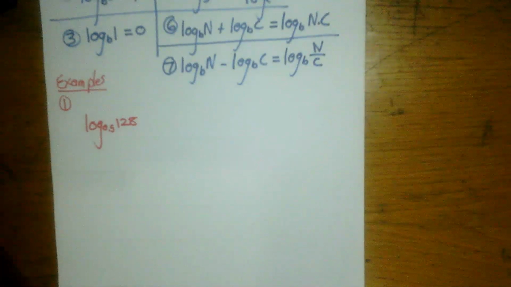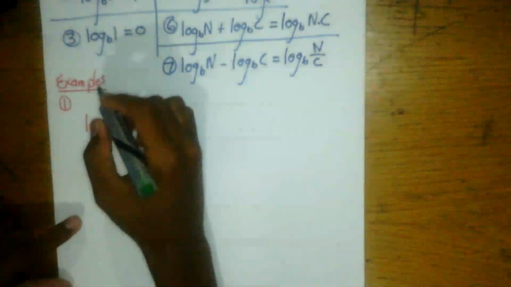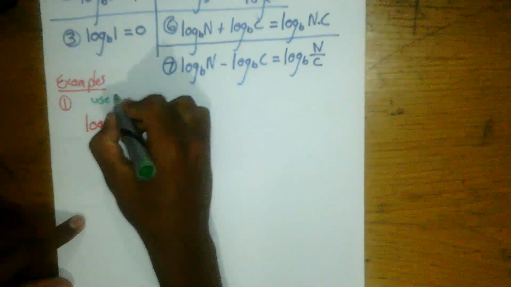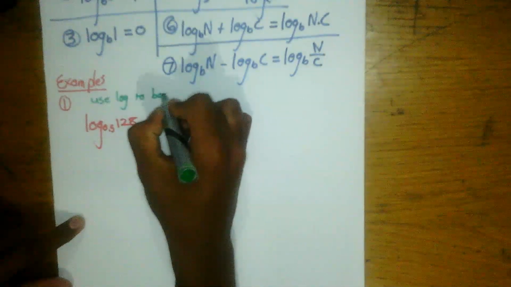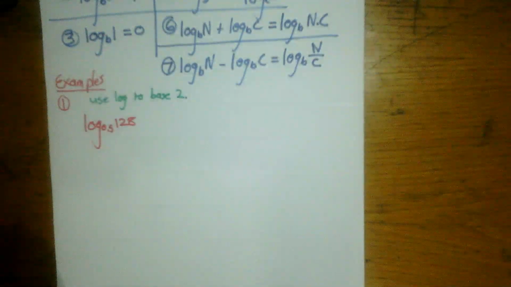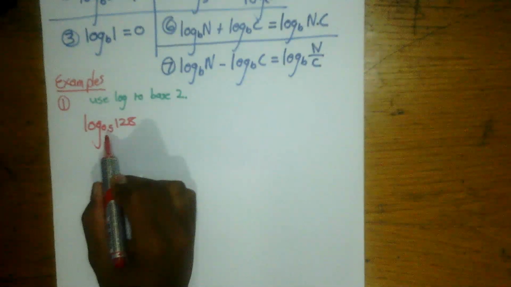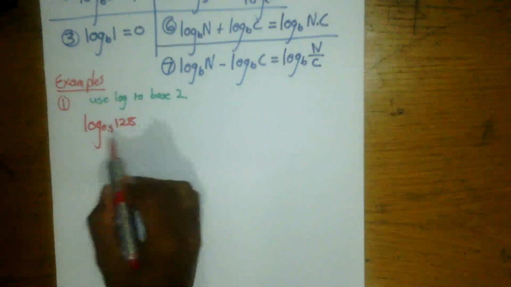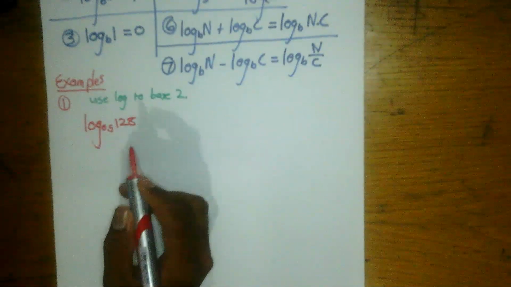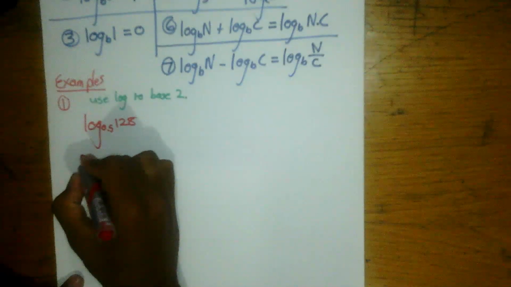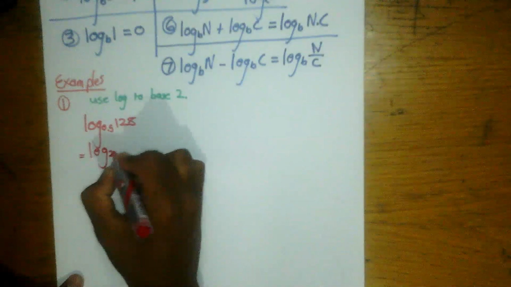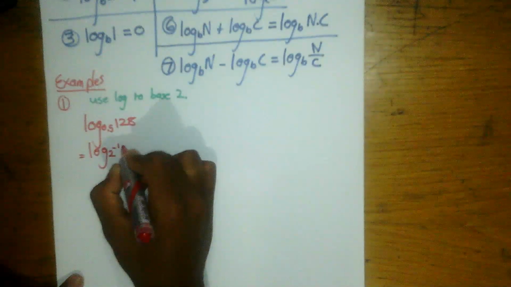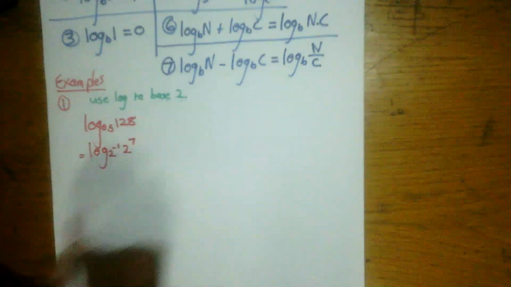So we must use log to base 2. So how we do this is we must change the 0.5 so that we can get a 2 out of it. Same with the 128. So it's going to be like this, equals 2 to the minus 1, and this is 2 to the power 7.